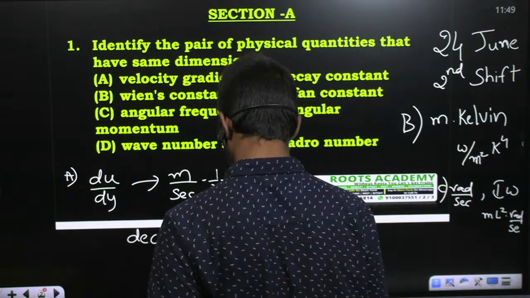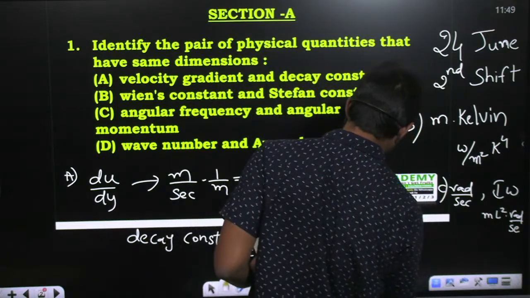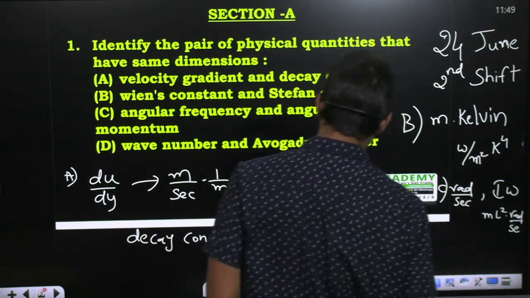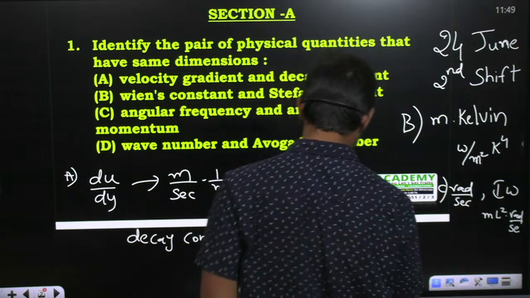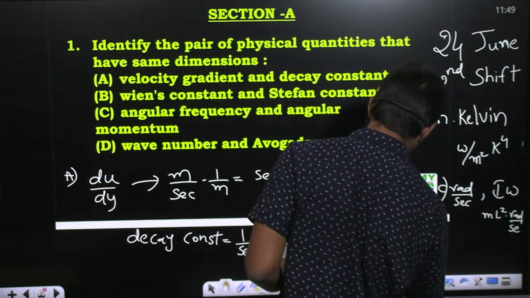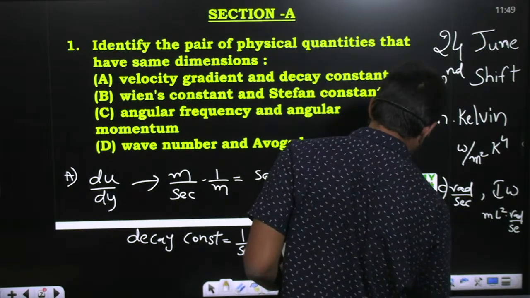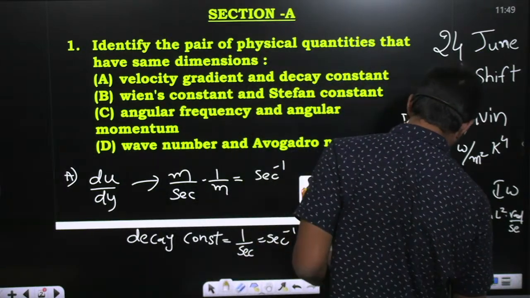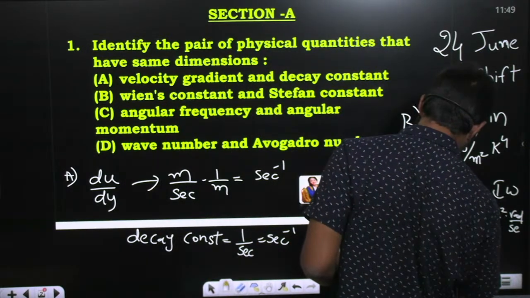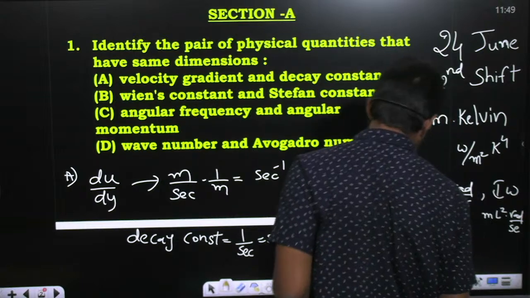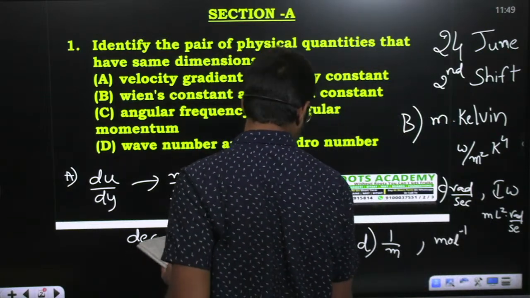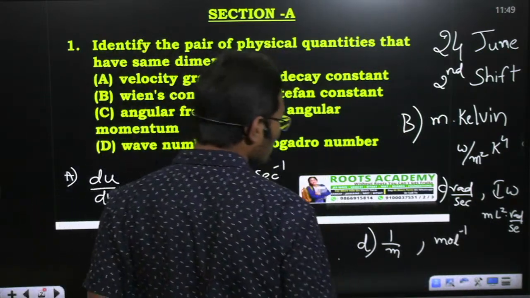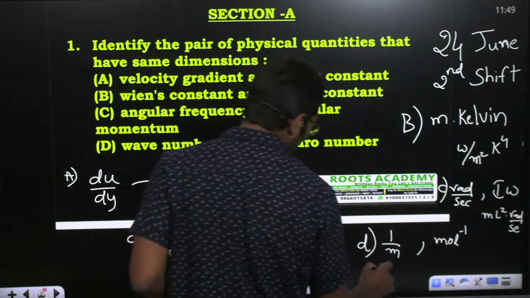Then how about wave number? The wave number has the dimension of 1 by meter, and the Avogadro number is mole inverse. So what is Avogadro number? 6.023 into 10 power 23 particles per mole. So mole inverse, this will not be meter inverse.